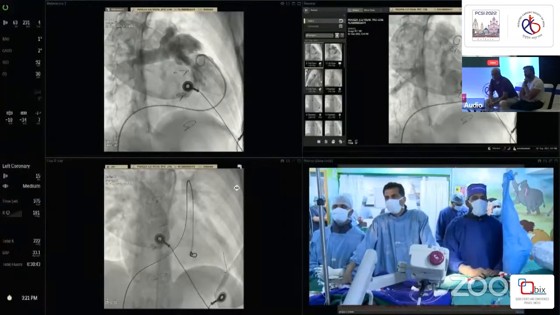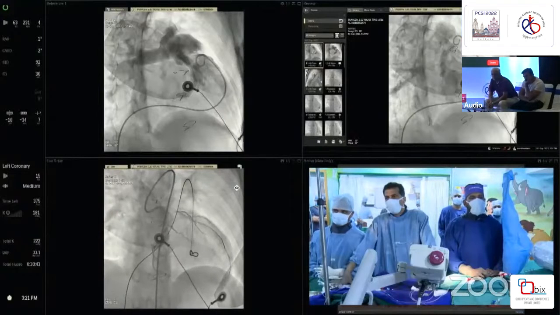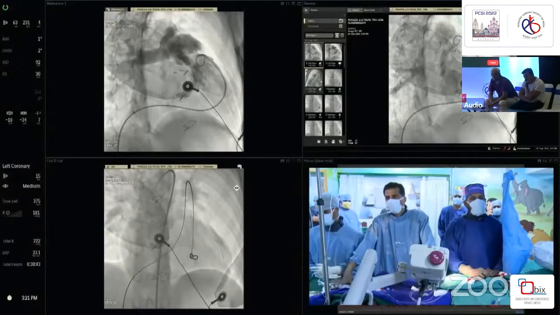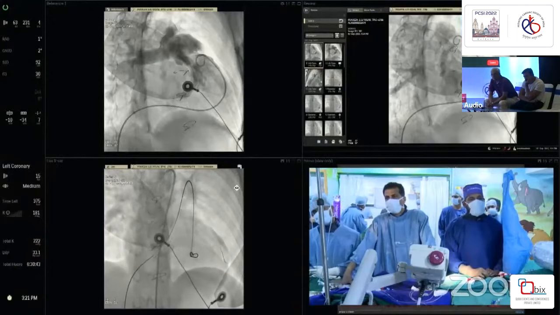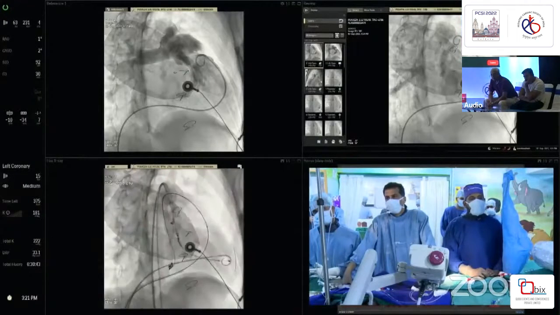So we're going to implant this valve in RAO 30/30. That's a view which showed nicely the narrowing. So we did an angio to make sure the LAD is seen clearly here.